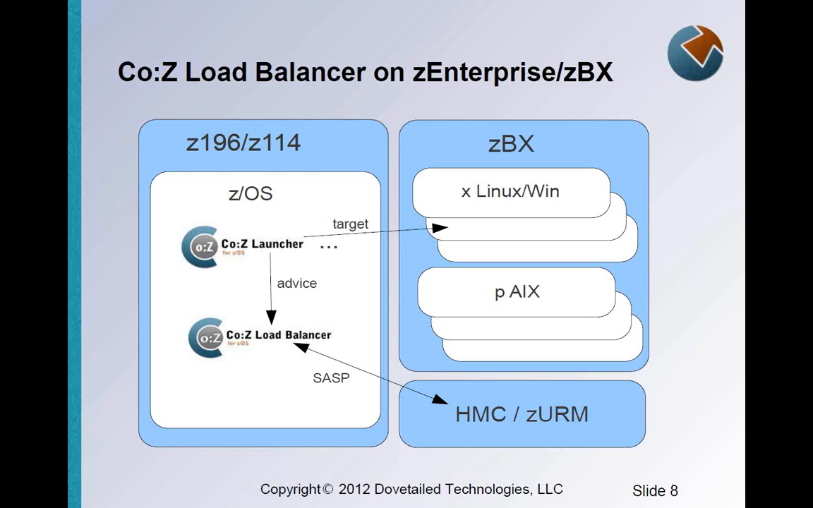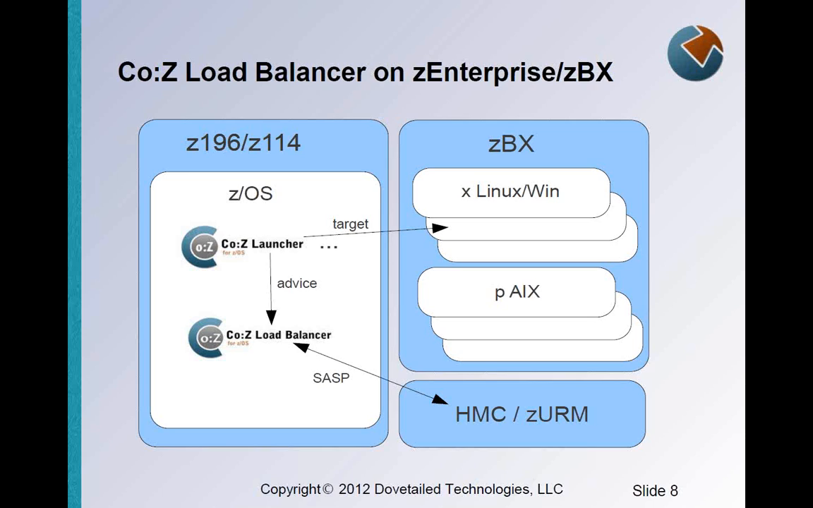Okay, so before we actually look at the load balancer running live, I want to throw up a diagram here that describes the ecosystem in which the load balancer operates. On the left side of the diagram, we have a picture of our z/OS system running on a zEnterprise, and at the top we have the Cozy launcher. There can be multiple instances of the launcher running in multiple job streams. What the Cozy launcher wants to do is dispatch work to one of the target systems on the zBX array, which is on the right-hand side. You can see the list of virtual servers over there, Linux, Windows, and AIX.